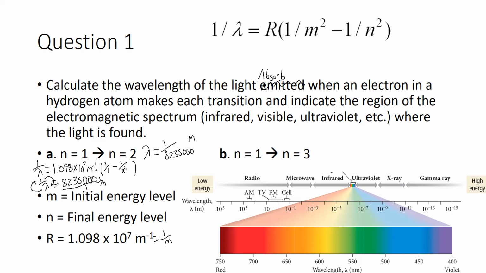And I'm going to do that 1 and put it on the bottom. And if you do something to one side of the equation, you have to do it to the other side of the equation. So I'm going to take this 1 and put it at the top. And then I'm going to take this 8235000 and put it on my denominator. That's how I get to here. And my units do the same thing. It's 1/meters. So you do that same flip and it becomes meters. And so putting that into your calculator, you see the wavelength is equal to 1.214 times 10 to the -7 meters.